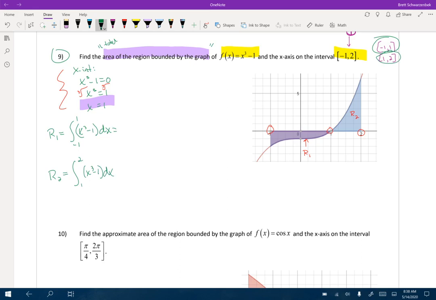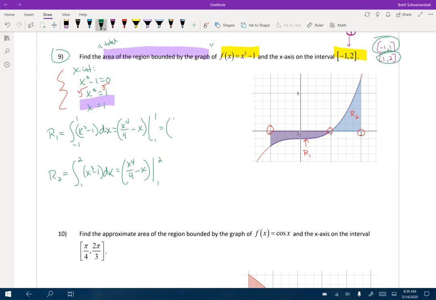Let's do that. We're going to do x to the third becomes x to the fourth over 4. 1 becomes just x, and we need to evaluate from -1 to 1. Same thing here, x to the fourth over 4 minus x. We have to evaluate from 1 to 2 this time. So all this is about is subbing in the values and finding what you're going to get.